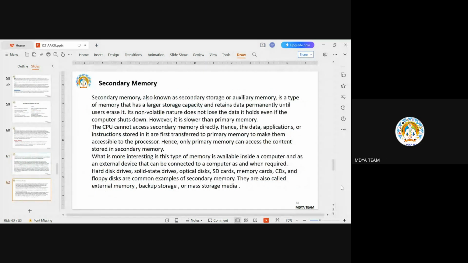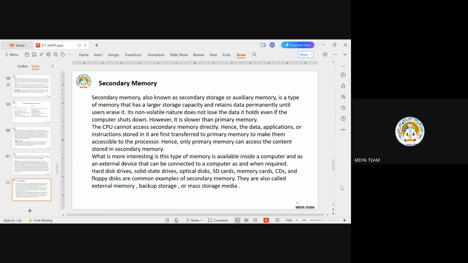Secondary memories. We have completed the primary memory. Now we started with secondary memory. Secondary memory is also known as secondary storage or auxiliary memory. It is a type of memory that has a large storage capacity. What is the difference between the primary memory and secondary memory? Primary memory has less storage capacity and is temporary. But secondary memory has the largest storage capacity and retains data permanently until users erase it.